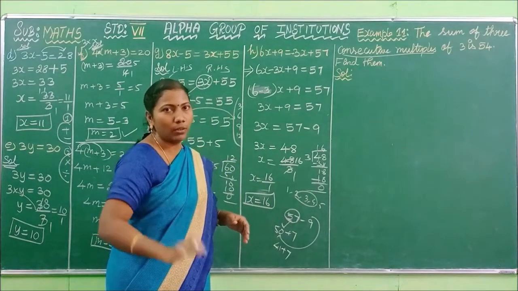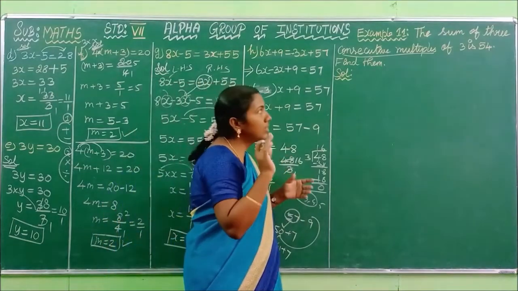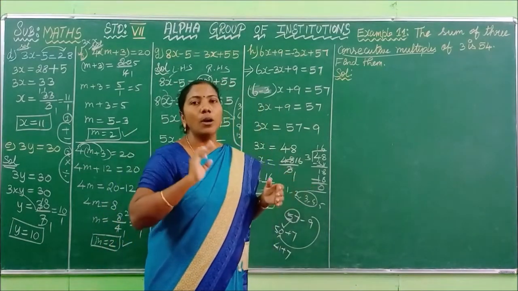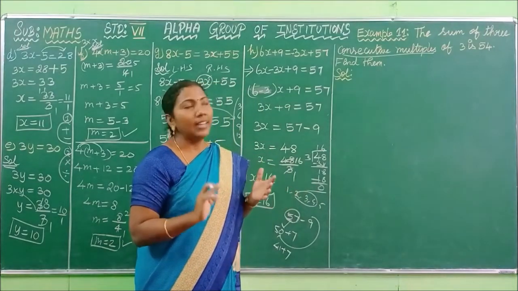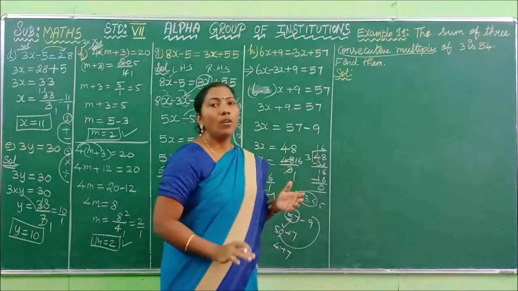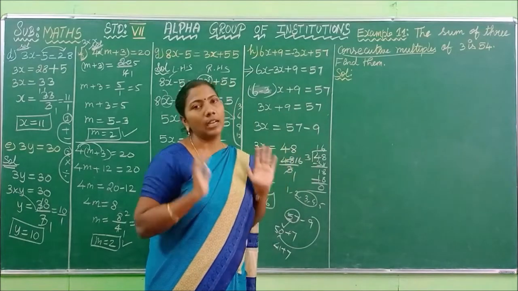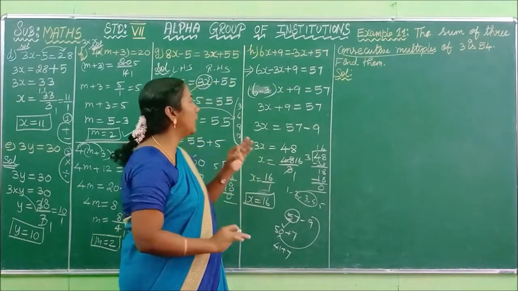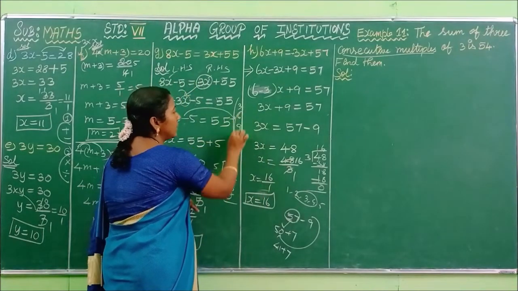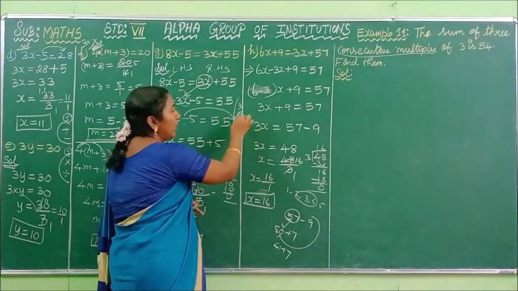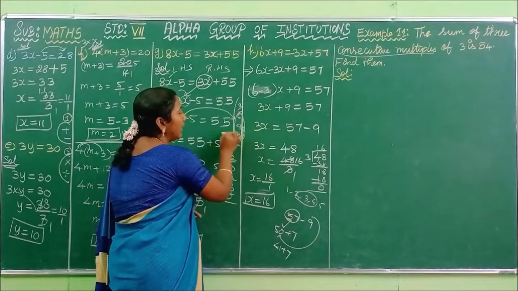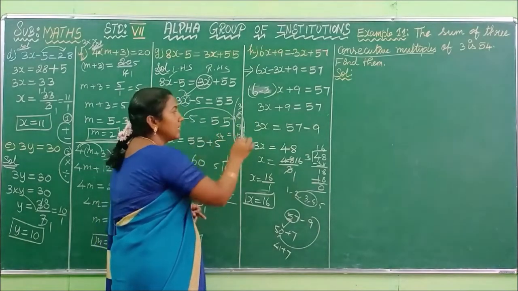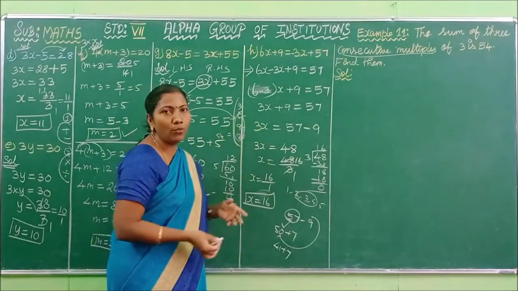Okay, continuous numbers. They are adding 3 consecutive multiples of 3. They get the answer 54. What they are asking is to find those numbers. Do you understand, children? They are adding 3 consecutive multiples of 3. Suppose it may be 6, 9 and 12. If they are adding these 3 numbers, they get the answer 54. They are asking what the numbers are. We are going to find them.